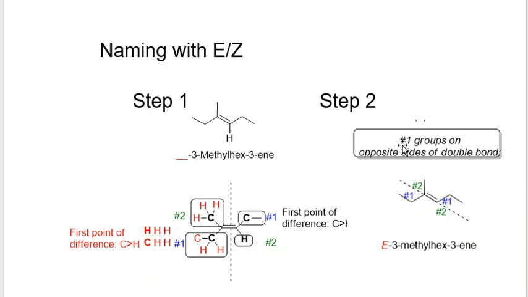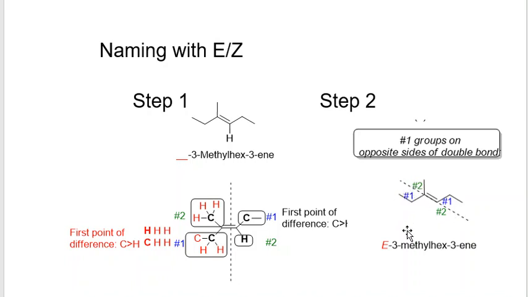Now we go over to step 2. In step 2, we erase this vertical line, and instead we have a line that goes along the double bond, like that. And we compare the groups on opposite sides of the double bond. If we look on the top, or top right, we see that there's a number 1 and a number 2. And if we look on the bottom, we see there's a number 1 and a number 2. So as it says up here, the number 1s are on opposite sides of the double bond.